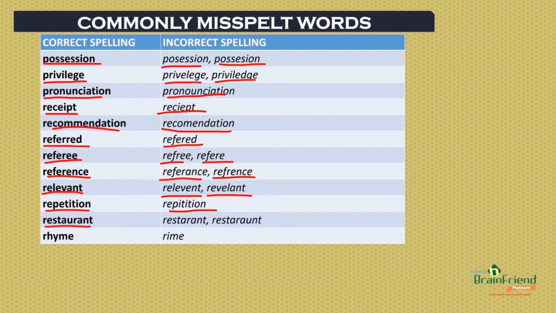Next, we have restaurant, spelled R-E-S-T-A-U-R-A-N-T, but wrongly spelled as R-E-S-T-A-R-A-N-T or R-E-S-T-A-R-A-U-N-T. Also, we have the word rhyme, spelled R-H-Y-M-E, but it is spelled wrongly as R-I-M-E, which is another word.